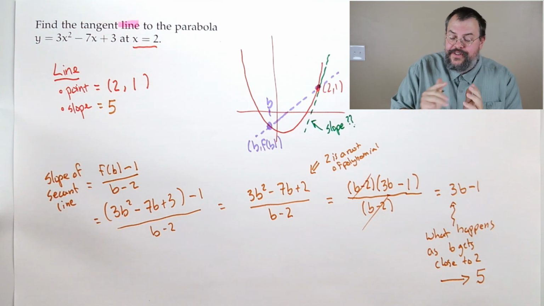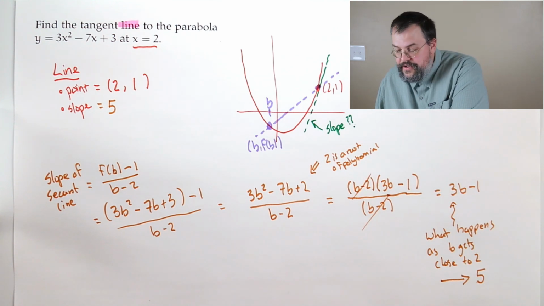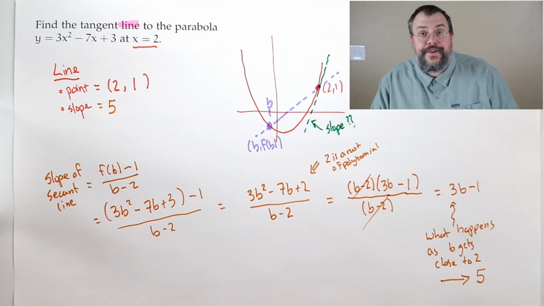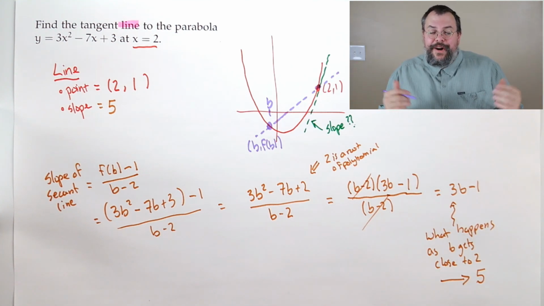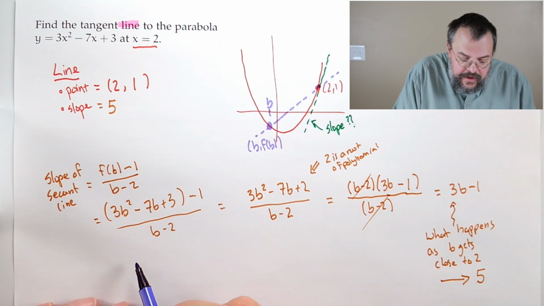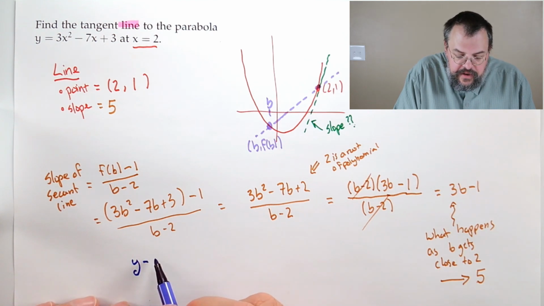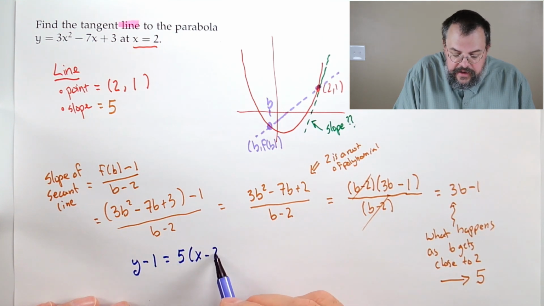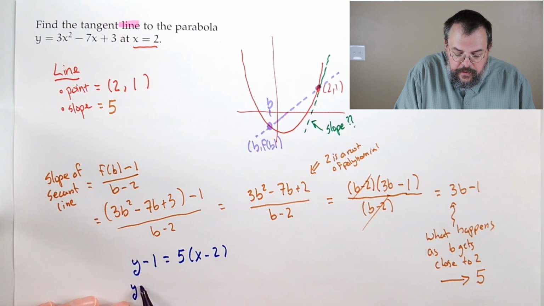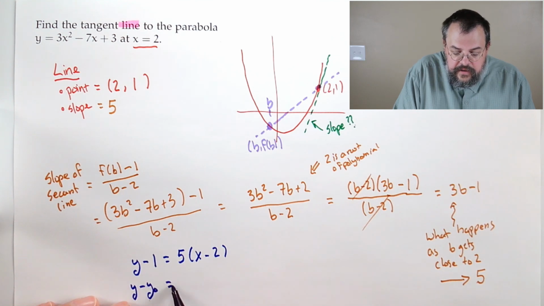Now I have the slope of the tangent line. I have the point it passes through. So the last thing for us to do is to write our answer. And that's a really important step. We put a lot of work into it. We should celebrate by writing what the answer is. So y minus our y-coordinate is equal to our slope times x minus our x-coordinate. Sometimes this is the form y minus y naught is equal to m times x minus x naught.